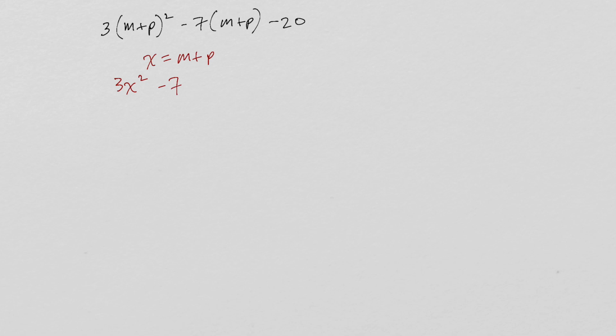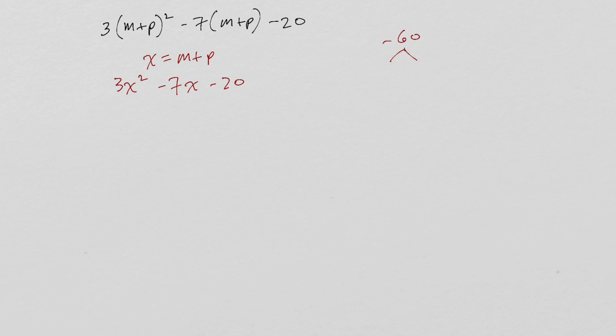Okay, number 41 says 3 times (m plus p) squared minus 7 times (m plus p) minus 20. So again, I'm going to let x equal m plus p. And then what I've got is 3x squared minus 7x minus 20. And if I multiply these on the outside, I'm going to get negative 60.